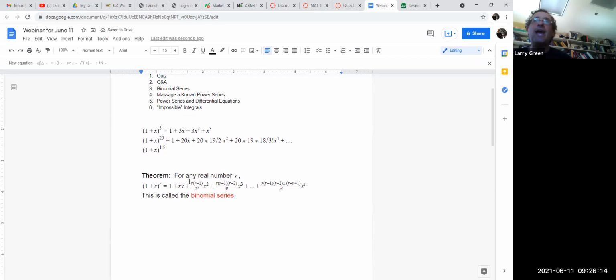And that is for any real number r, (1 + x)^r. So in this example, we're looking at the 1.5 power, which is equal to 1 + rx. And then it's kind of like the binomial that happened: r times (r - 1) over 2 factorial times x squared. So notice when I had a 20 here, it was 20 times 19. Do you see that? Over 2 factorial.